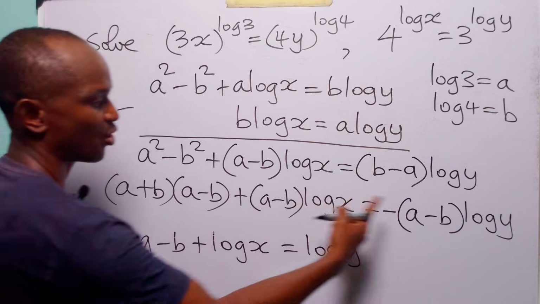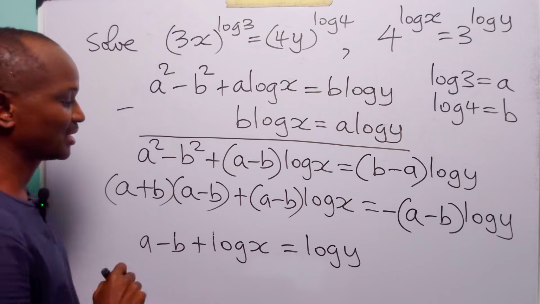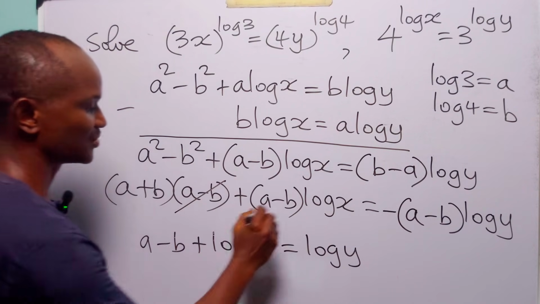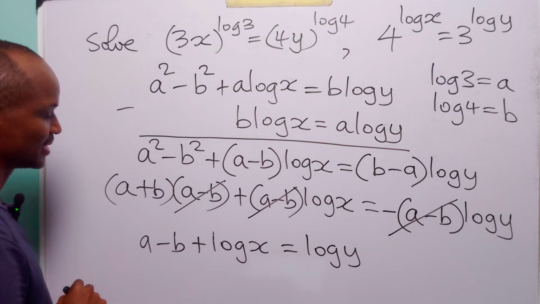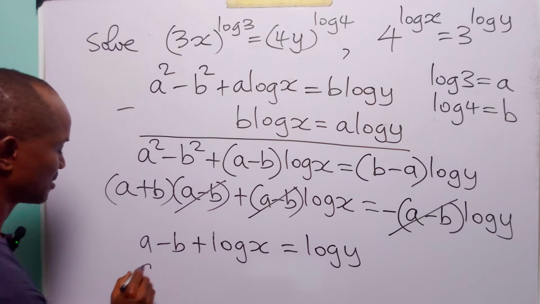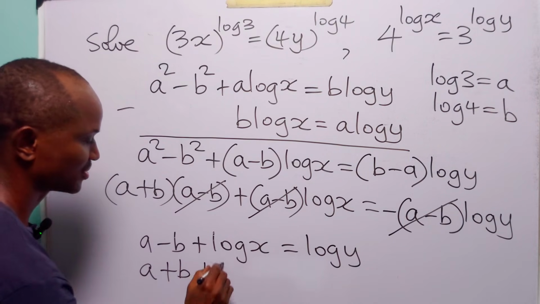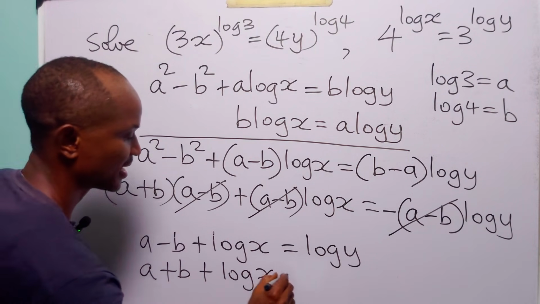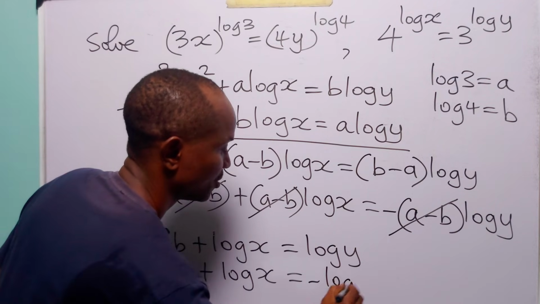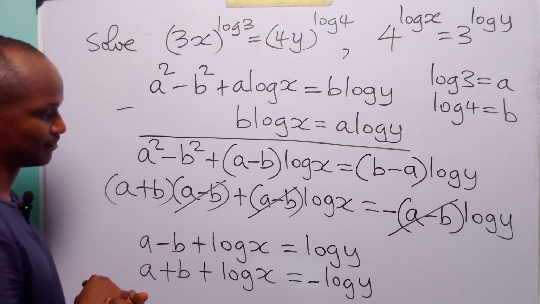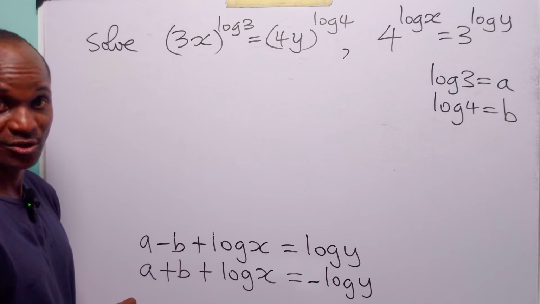Now, once more, we can divide through this equation by A minus B. When we do that, this goes, and that goes, leaving us with the second equation, A plus B plus log x is equal to minus log y. So finally, we have these two equations after adding and subtracting.